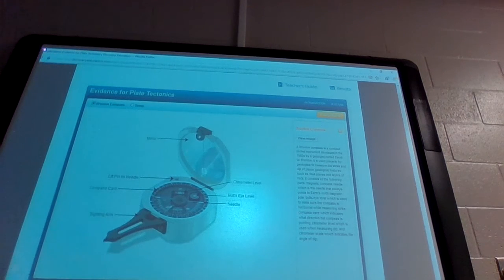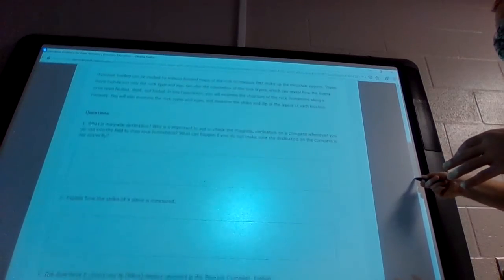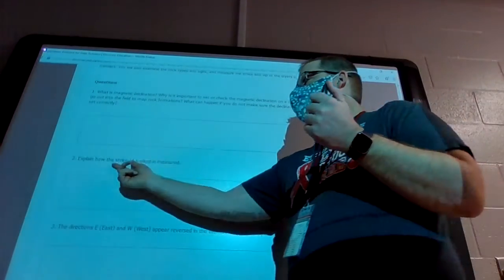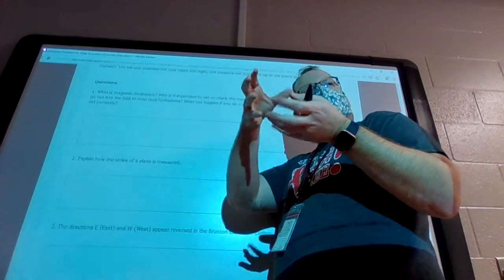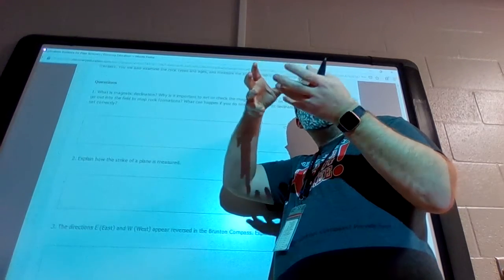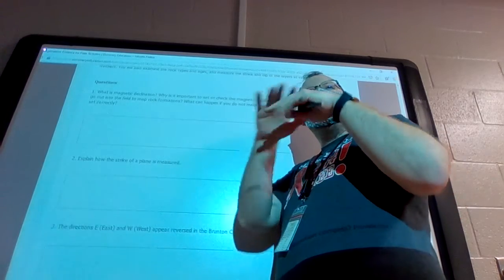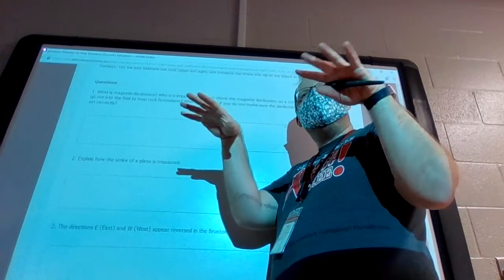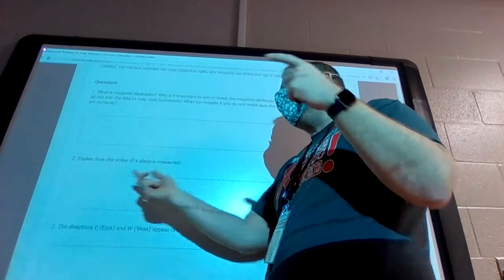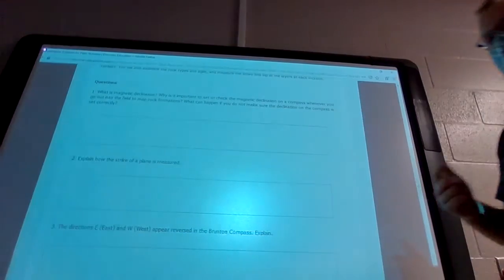So for the Brunton compass specifically, how do I explain how the strike of a plane is measured? You're going to orient your compass, or turn your compass, until the level tells you that it's nice and flat, and that is the direction of your strike. That is the strike of your plane.